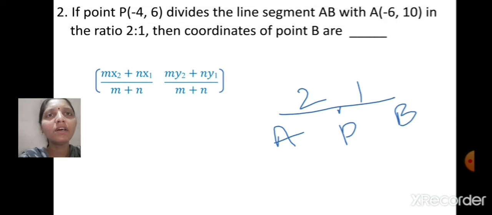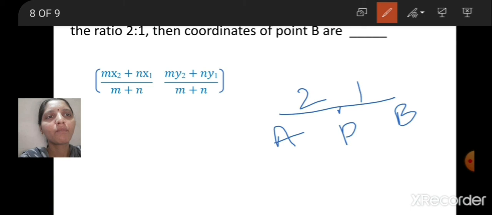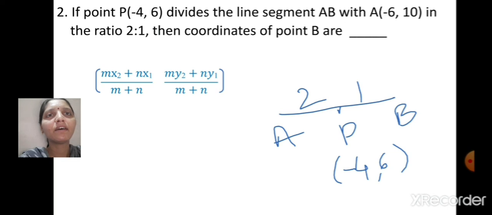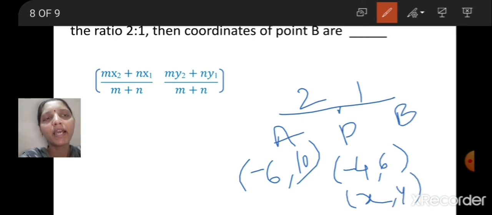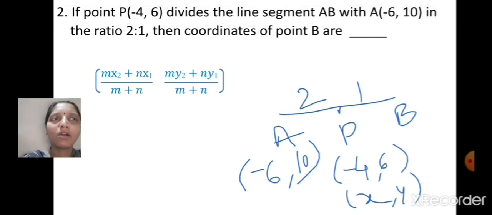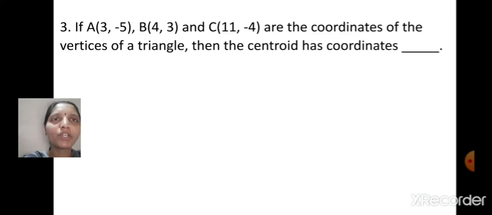And what is given here? Point P has coordinates (-4, 6), and A has coordinates (-6, 10). Accordingly, if you substitute the values, you have to consider that P has coordinates (x, y), A has coordinates (x1, y1), and B has coordinates (x2, y2). If you substitute like this, you can easily find the coordinates of point B. Okay, now let's see the next question.